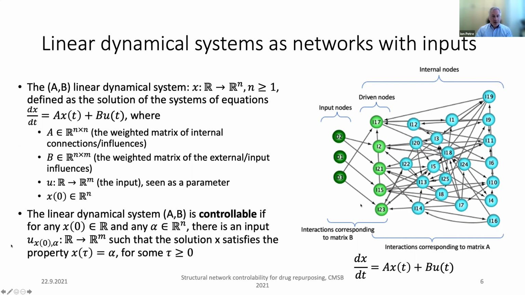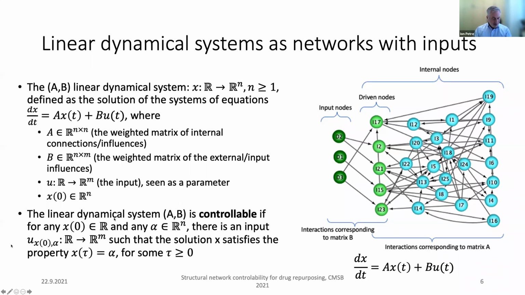So with this setup, you can give this definition: the linear dynamical system, you say it's controllable if for any initial condition and any final condition of the same dimension. So this is, I'm sorry, this should be R to power n here. There is an input that depends on the initial state and depends on the final state in such a way that the solution to this system of equations satisfies the property that at some time point you get into this configuration.